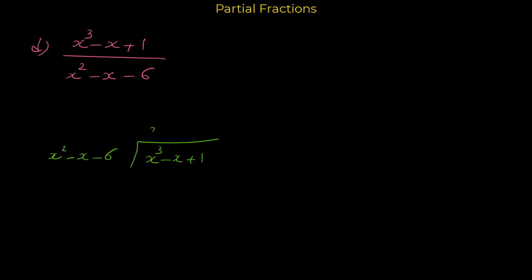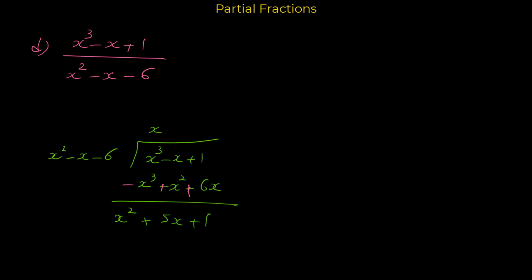x to the 3 divided by x to the 2 is x. We multiply x, then we have x to the 3 minus x to the 2 minus 6x. Again here we have to subtract the second polynomial from the first polynomial, but if the subtraction is confusing for you, you can change the sign: negative, positive, positive, and add these two polynomials to each other. When we add these two, it's 0. Negative x squared plus 6x plus 1 minus x. So basically we have x to the 2. 6x minus x would be 5x plus 1.